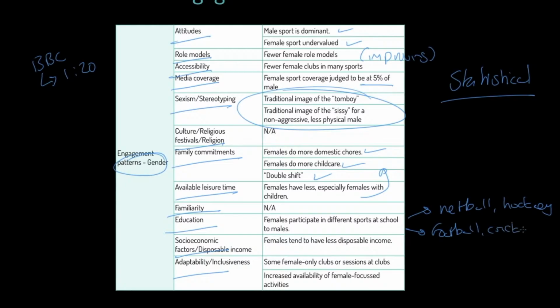Another one, by the way, which would be a good one for women, would be tennis. Tennis was the first acceptable sport for women, in the historical context. But we've got football, we've got cricket, etc. So we've got this different experience through schools. Disposable income, females tend to have less disposable income than men, obviously many exceptions. And adaptability, inclusiveness, some female-only clubs are developing. And we've got increased availability of female-focused activities. Think about women's rugby clubs and sessions.